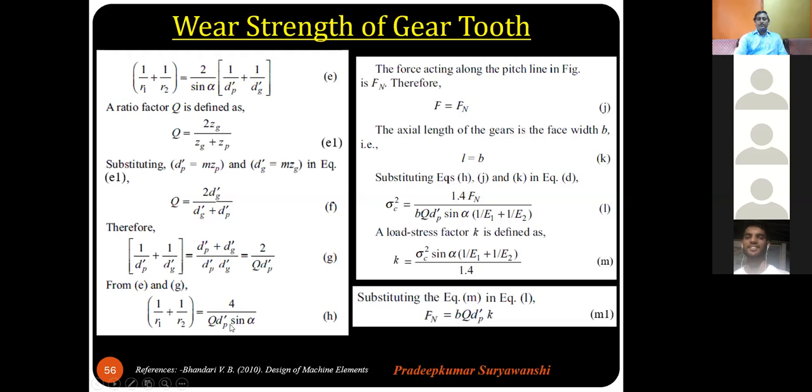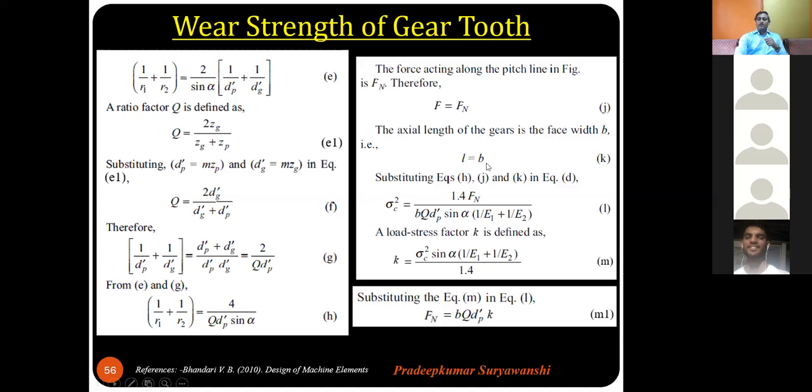Now you substitute this expression back into the expression for contact stress, and in contact stress there is a force F, and in our case that force is nothing but the force along the line of action. So we consider that resultant force along the line of action as Fn. As I mentioned, the axial length of the gears is the face width here. L is the axial length of the contacting cylinders, whereas in case of gears it will be the face width, that is the axial length of the gear. So L we substitute as B.